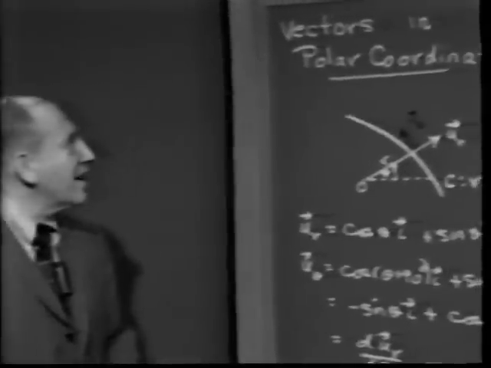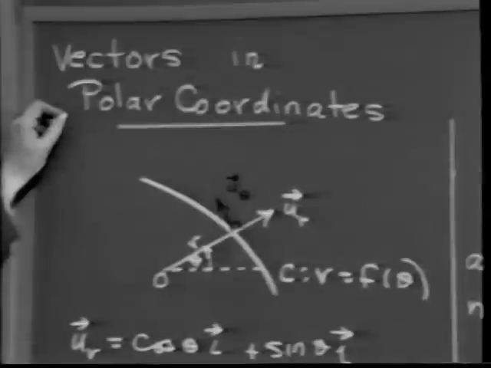Now, what do we mean by representative vectors? We mean, of course, analogs of i and j, just like t and n in tangential and normal components were parallels to i and j. Let's take a look and see what that means here. We call today's lecture Vectors in Polar Coordinates.